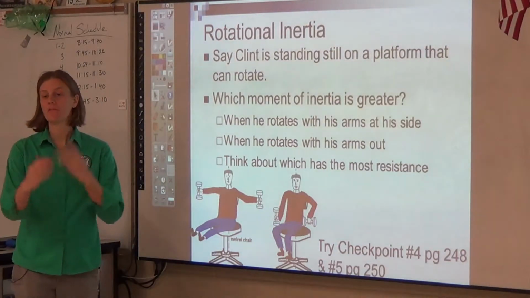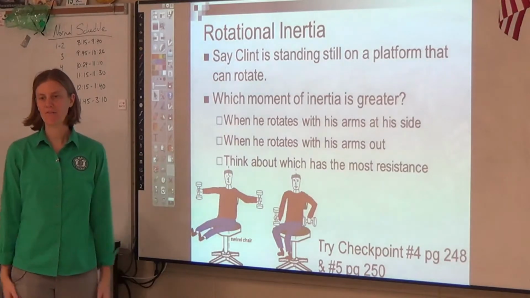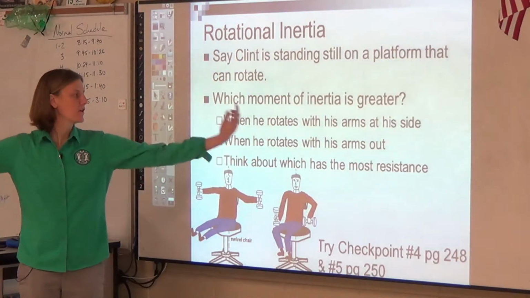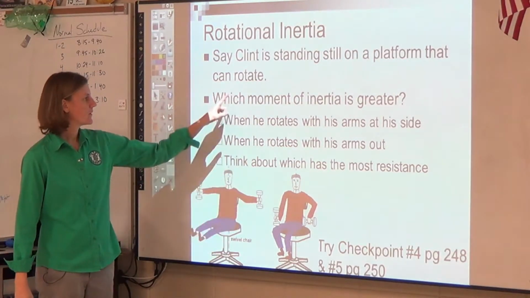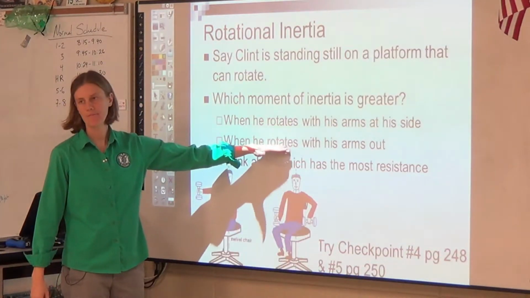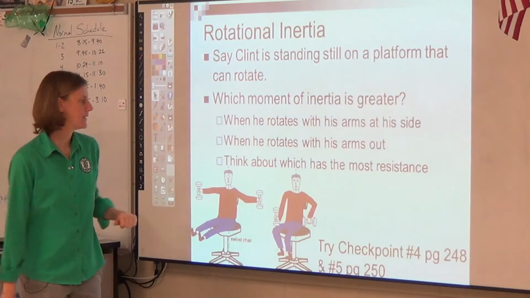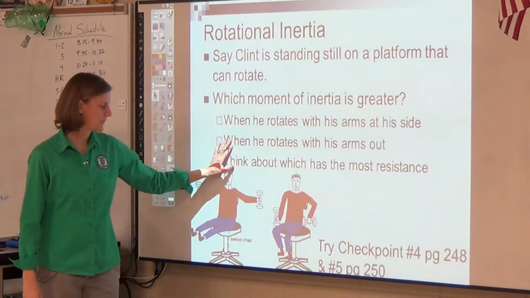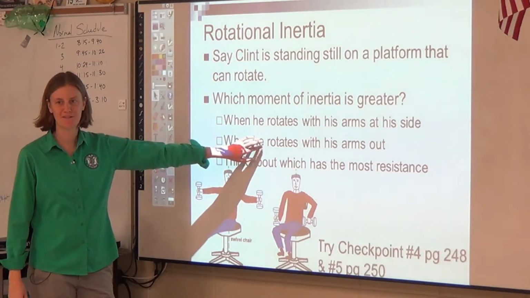Well, similar to that figure skater, Clint has the same mass in either situation, but if his arms are out, then some of his mass has a greater radius than it would otherwise. If his arms are tucked in, then his arms have a smaller radius. So, moment of inertia is based on mass times radius squared. There would definitely be a greater resistance to change with his arms out.